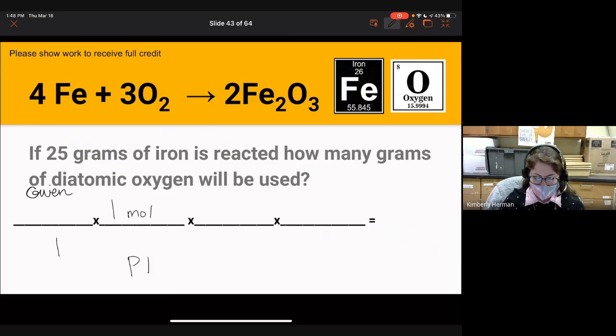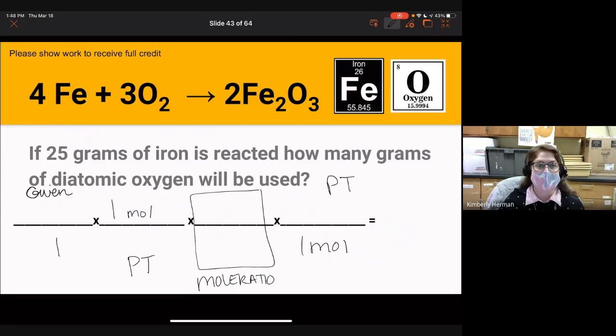We need our periodic table in the bottom. Box out our mole ratio as the third step, and then we're always going to have 1 mole here and then periodic table again for it. So let's figure out, what are we starting with? If 25 grams of iron is reacted, how many grams of diatomic oxygen will be used?